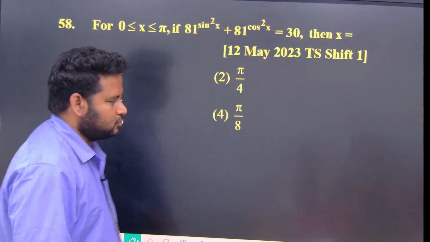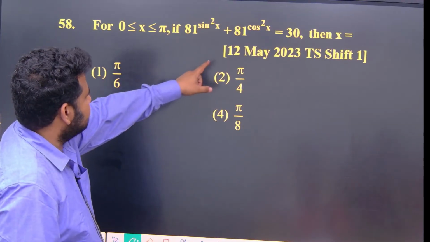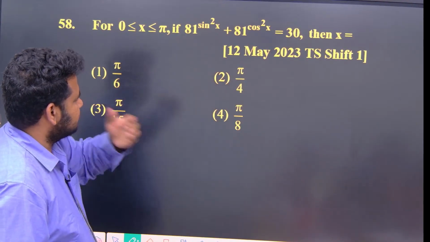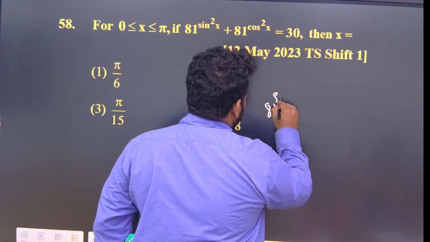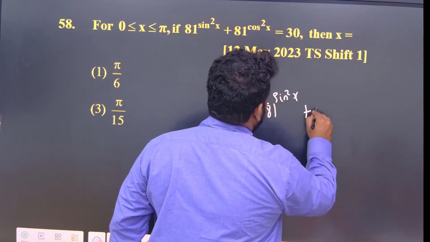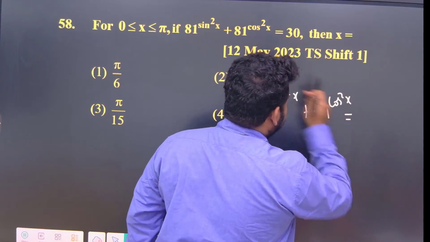Okay, so they have given one question, last question. See here, they have given 81 to the power of sin square x plus 81 to the power of cos square x is equal to 30. Then they are asking the value of x.